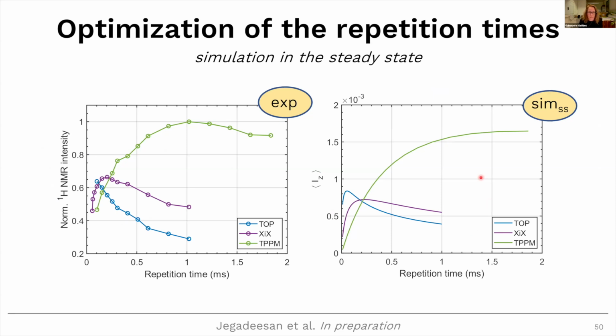Finally, we could now simulate the optimization of the repetition time, which was previously, of course, not possible at all. So you see the experiments, again, top XIX and TPPM DNP, with TPPM needing the very slow transfer. And here you see the simulations with the same parameters that we used throughout. You see that these simulations do a pretty good job at predicting also this optimization of the repetition time for all three sequences.